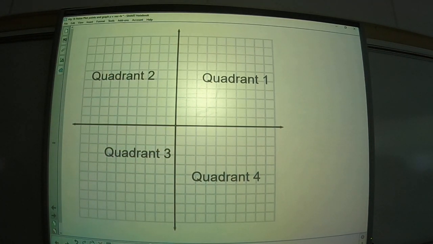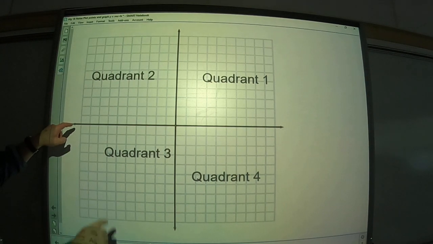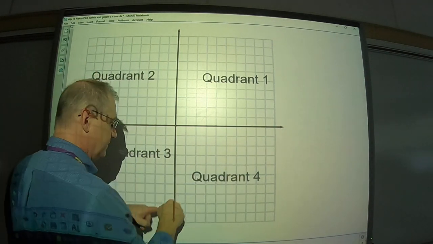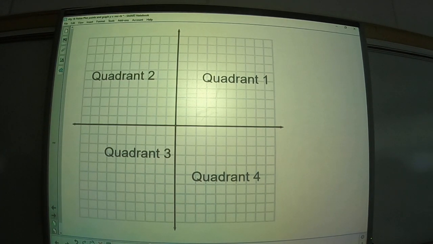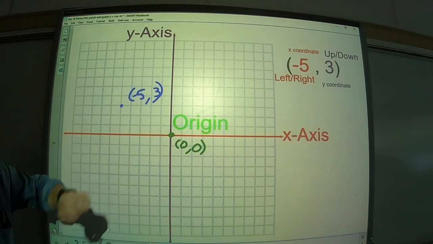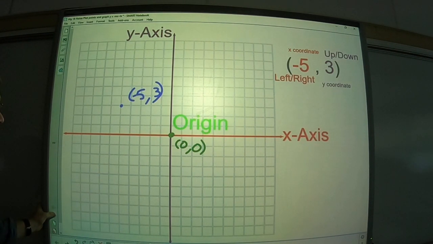One thing to keep in mind, any point that is actually on an axis is not in one of the quadrants. It's on the axis, not in the quadrant. So the 0, 0 point, the origin here, that's not in a quadrant.